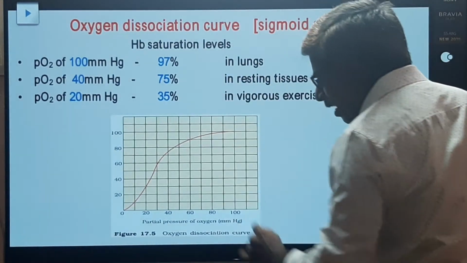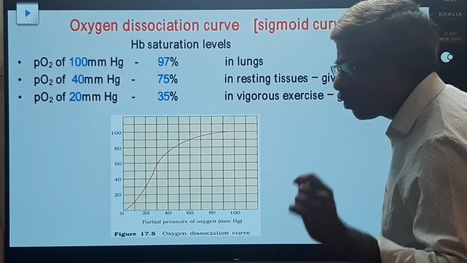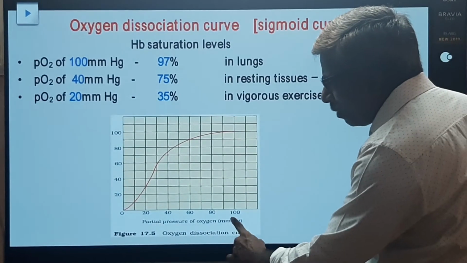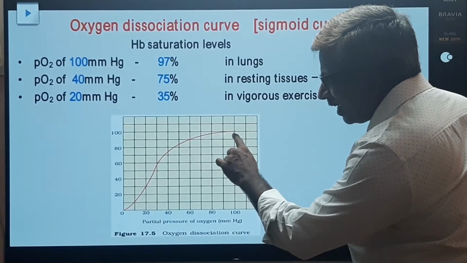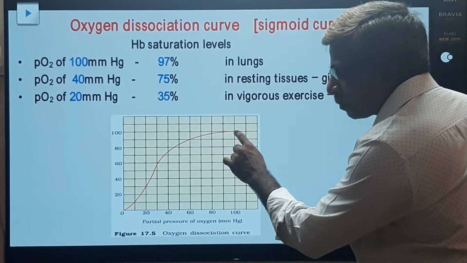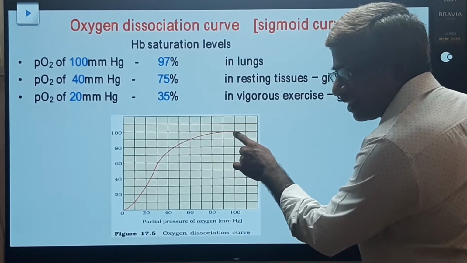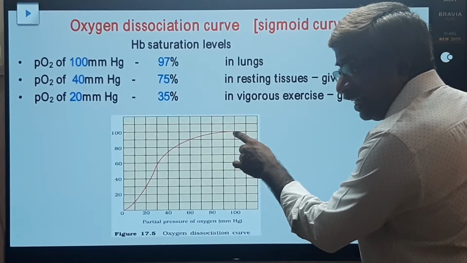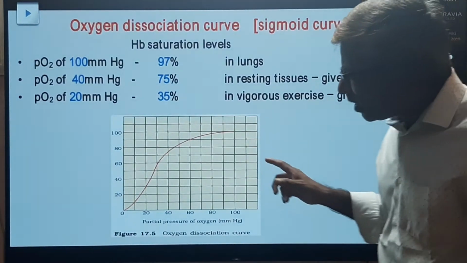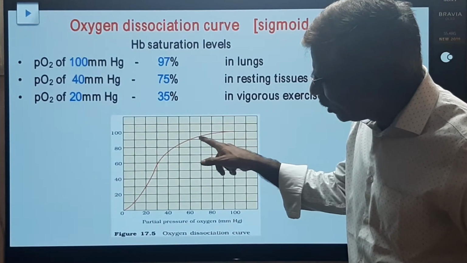Here in the lungs, partial pressure is more than 100. Already we have discussed, 104 in the alveoli. There the hemoglobin is 97% saturated. This process takes place in the lungs. With 97% saturation, it is moving into the body.